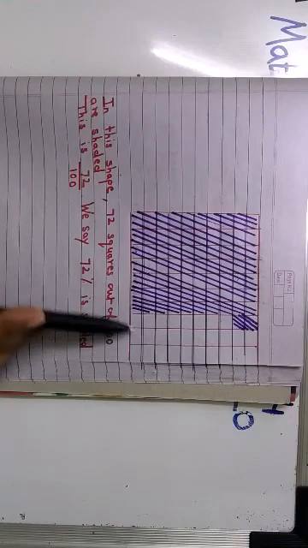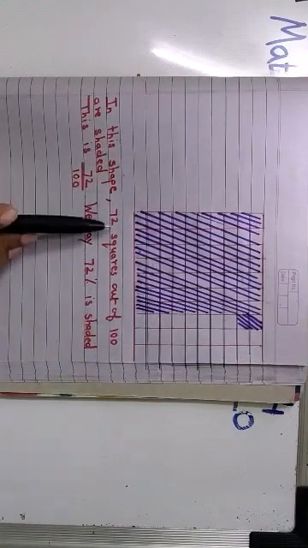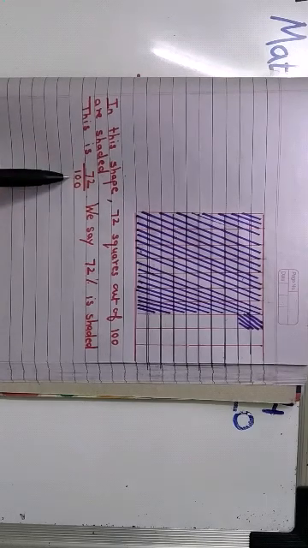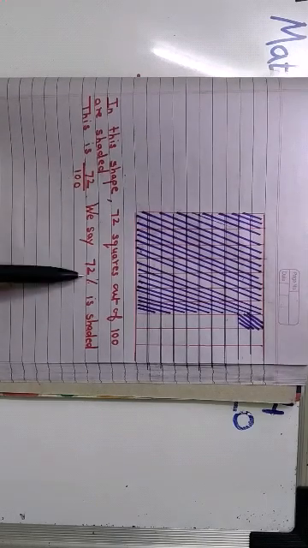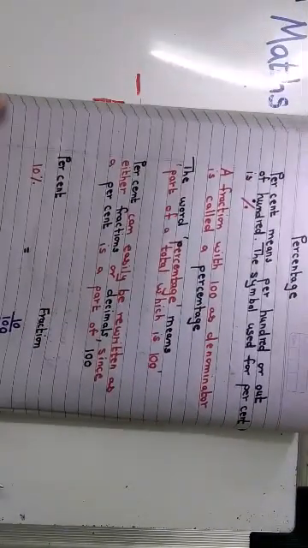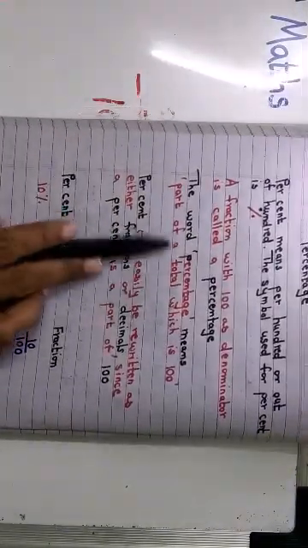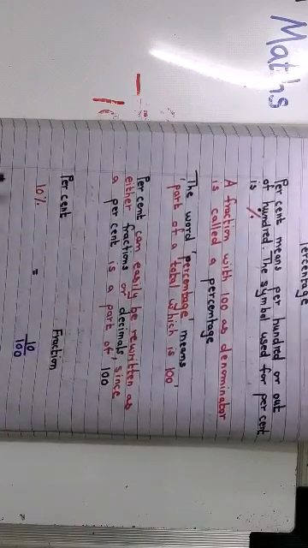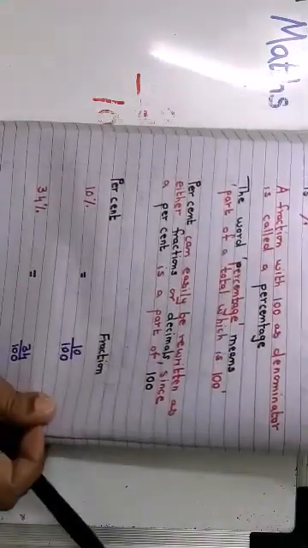Like if you take this, right? Now this is 100. So you have 72 squares out of 100 shaded. So this is 72/100. So what do I say? It is 72% shaded. Right? Now the word percentage means part of a total which is 100.